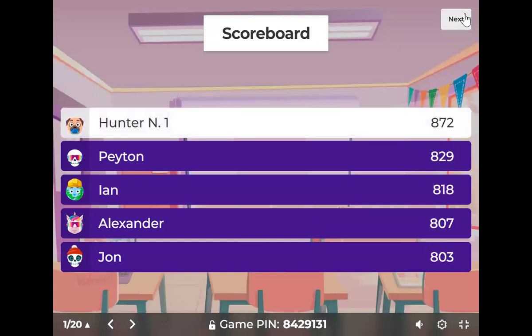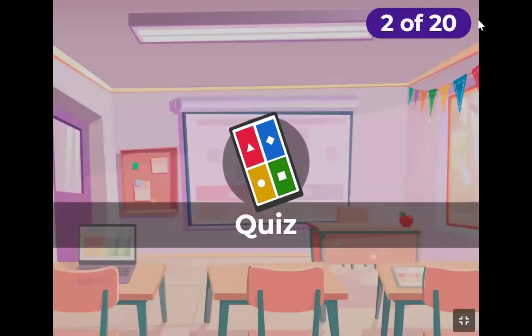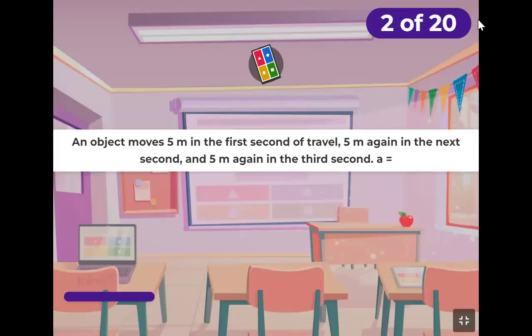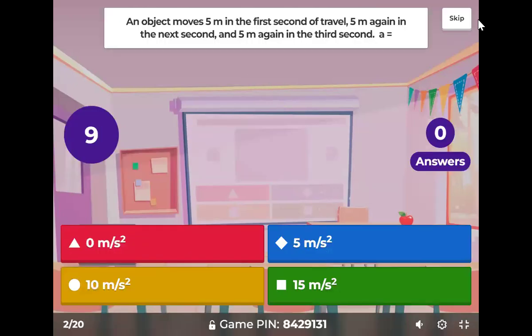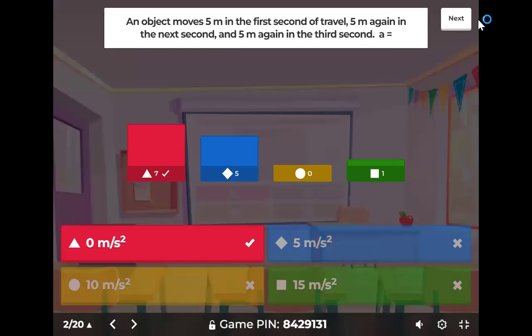All right, got points on the board. An object moves 5 meters in the first second of travel, 5 meters in the next second, 5 meters in the third second. What is the acceleration of that object? Yeah, 0 meters per second squared.